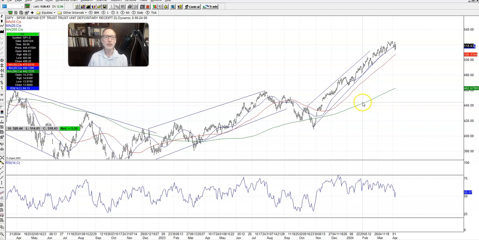Now, when you have a strongly trending stock or index, it will move along the moving averages. The 20-day moving average is a fast moving average. It takes 20 days worth of trading, and it averages out over time.